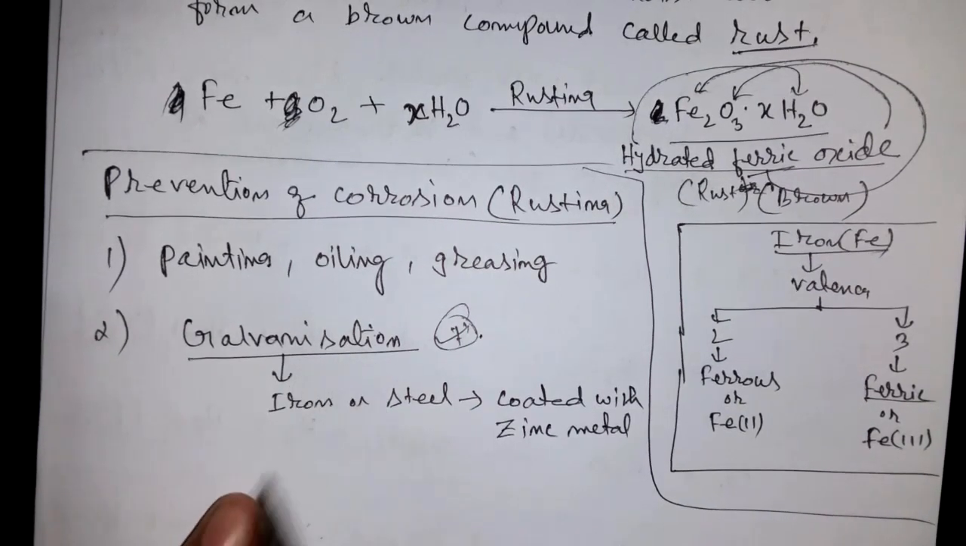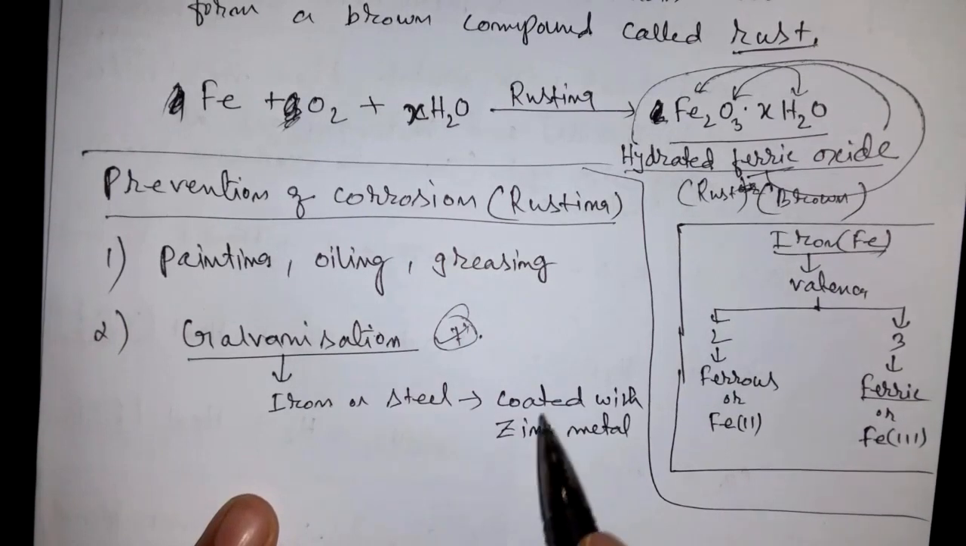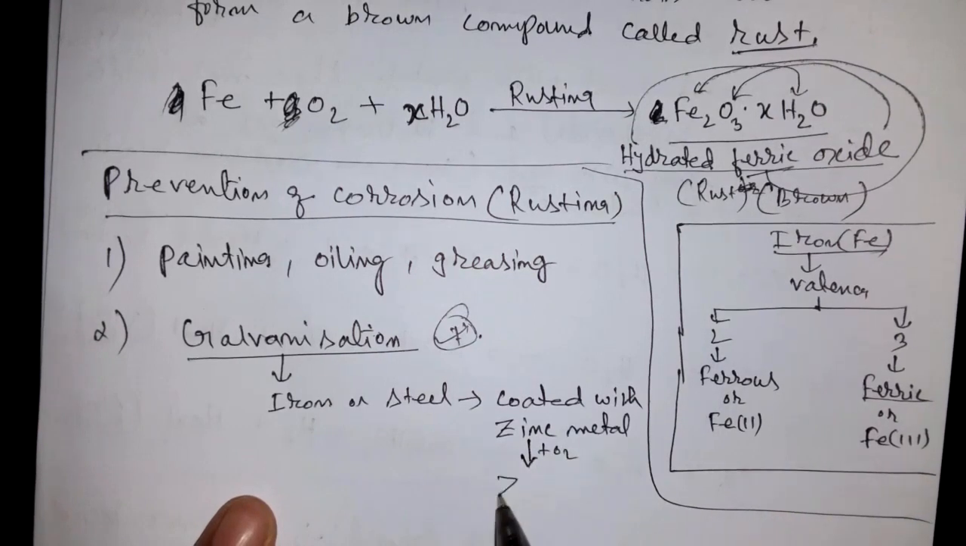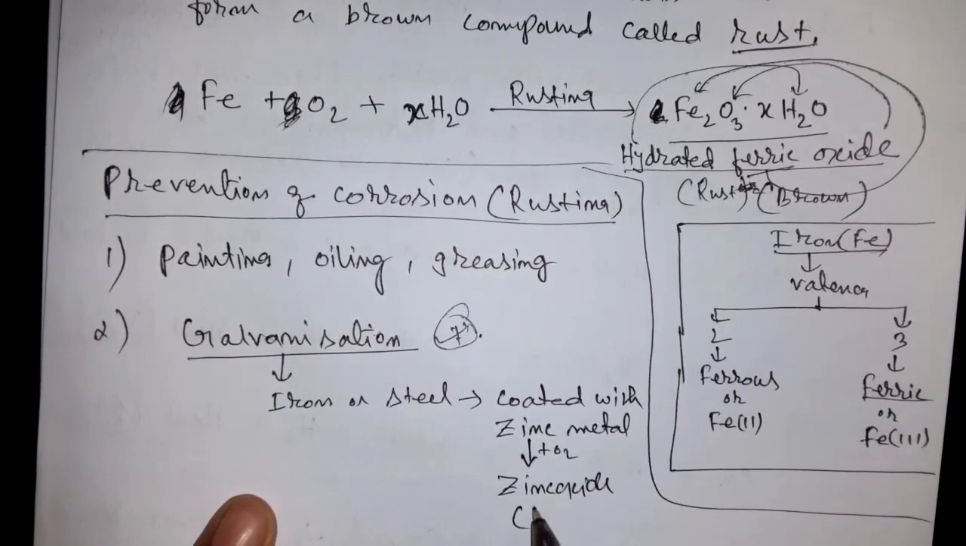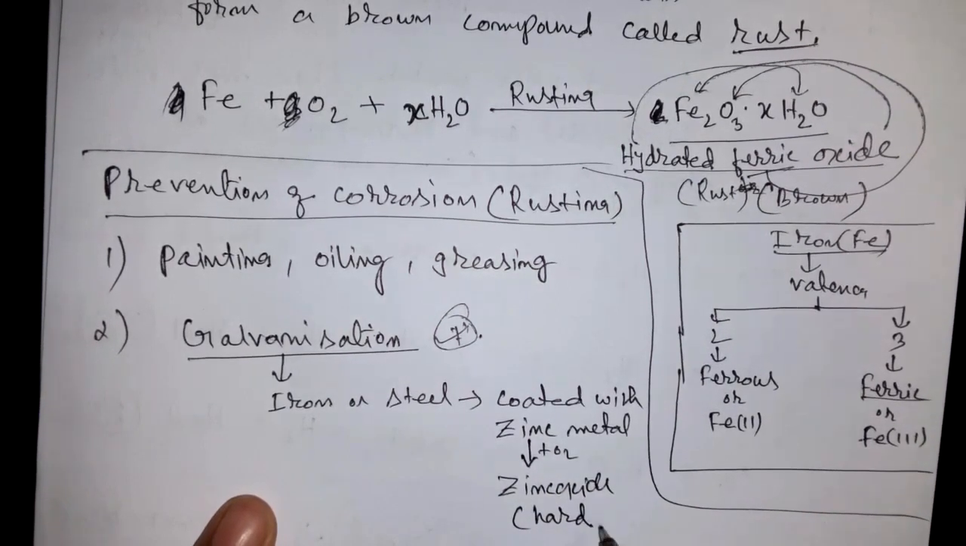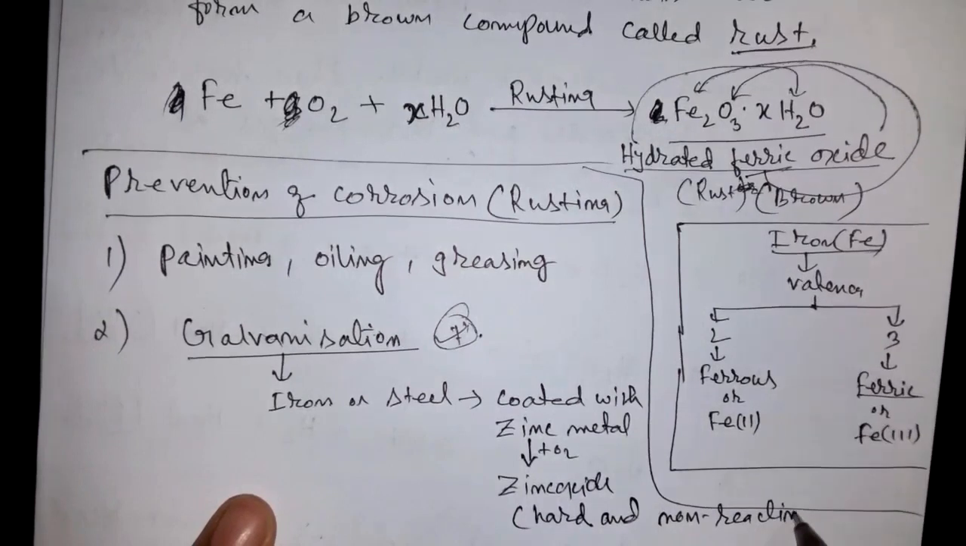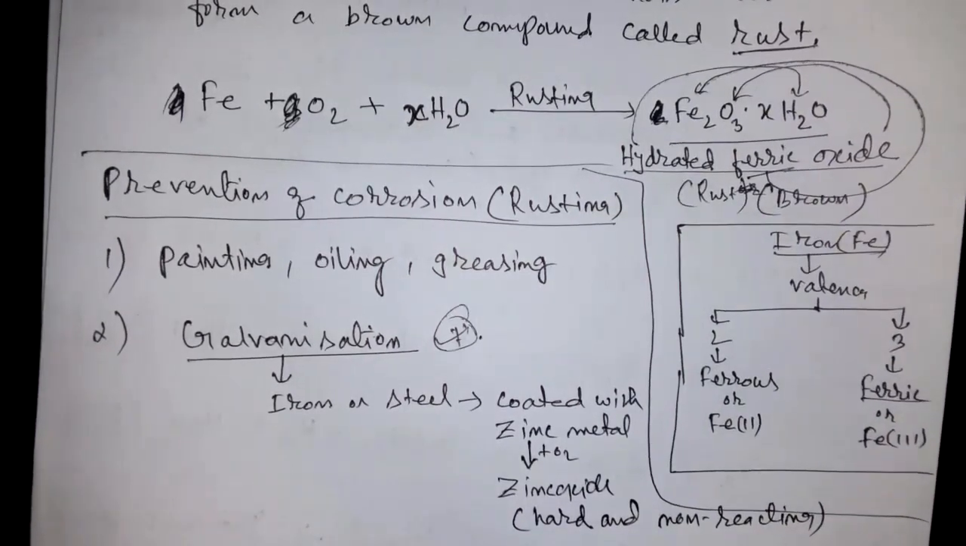So in galvanization, what will we do? Iron and steel are coated with zinc metal. Then what happens? Zinc, when it reacts with oxygen, turns into zinc oxide, which is hard and non-reactive. That means it will not undergo corrosion further.